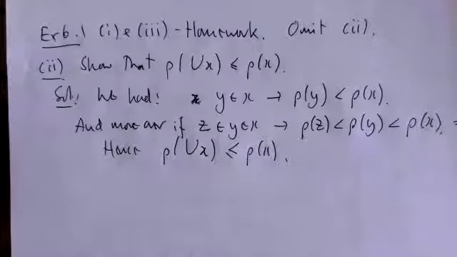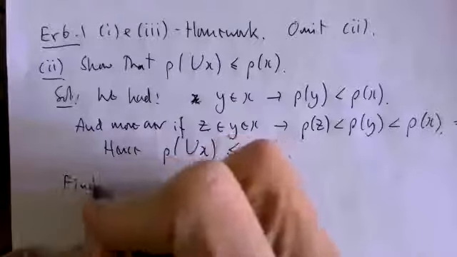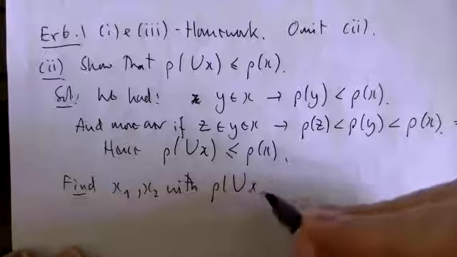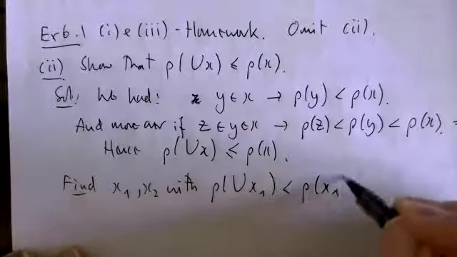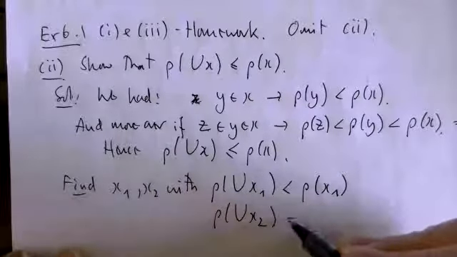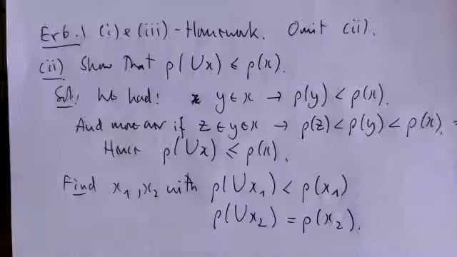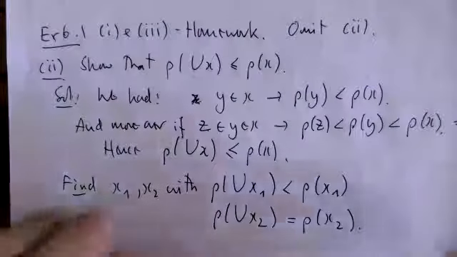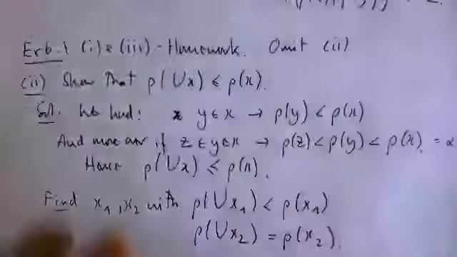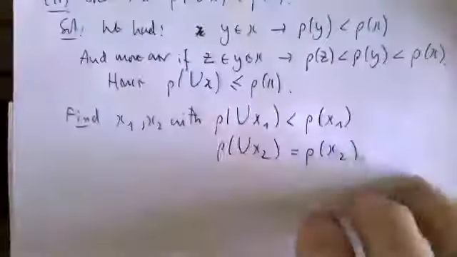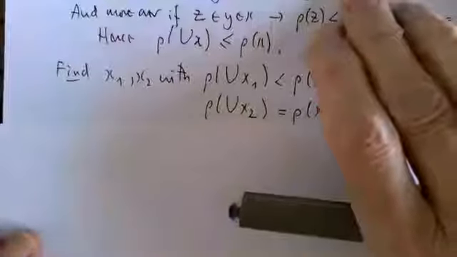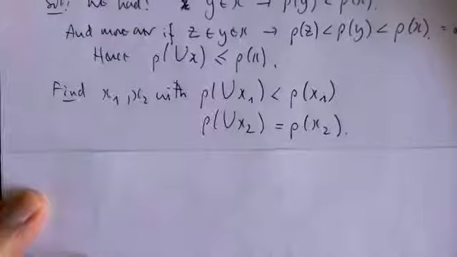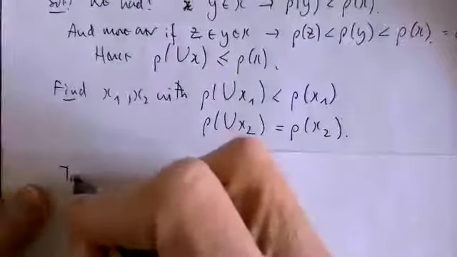So the question asks for examples. Find x1 and x2 with the rank of big union of x1 being strictly less than the rank of x1, and for the rank of big union of x2 to be equal to the rank of x2. Okay, so consider that perhaps for a bit. Perhaps the easier one is X2.